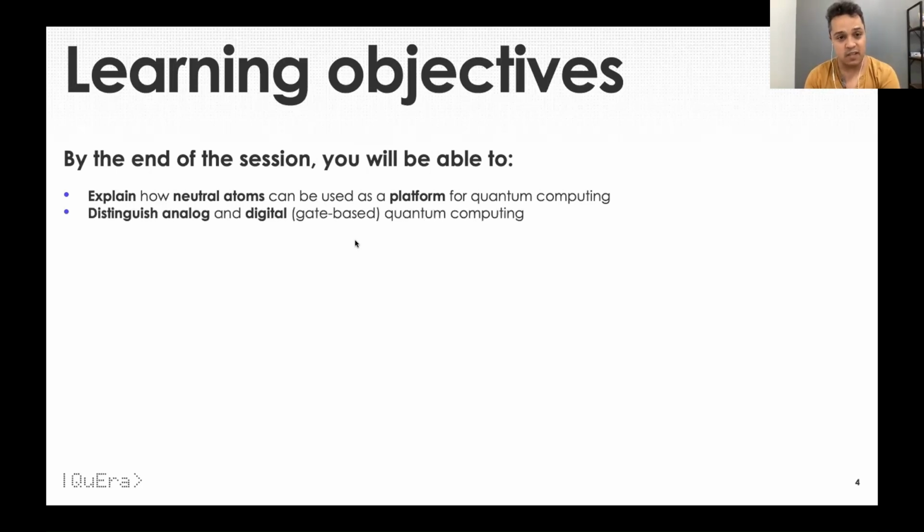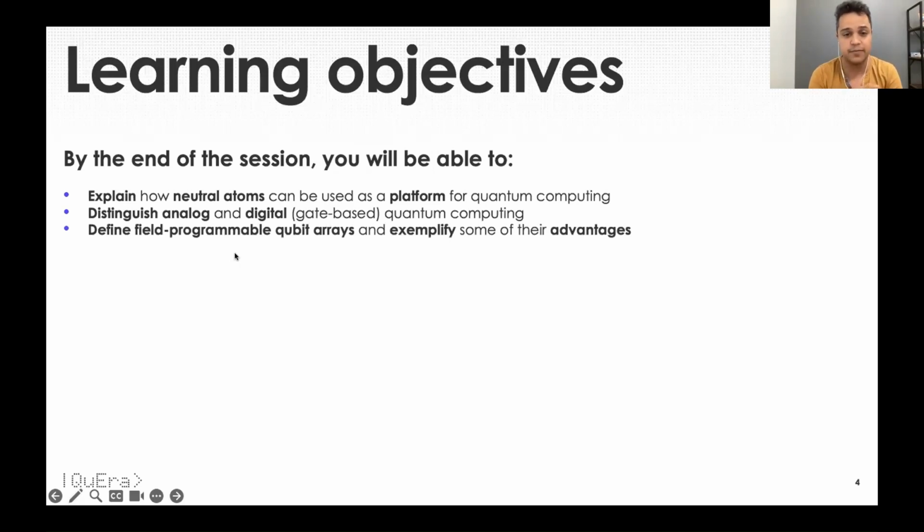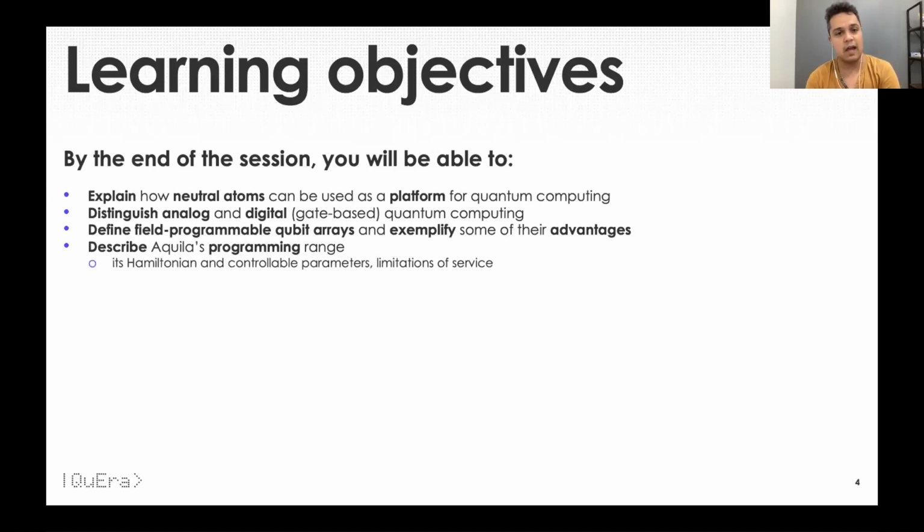We will be able to distinguish analog and digital, or what's called gate-based, quantum computing. It's something that is very important for this kind of platform. We will define what field programmable qubit arrays are and exemplify the advantages of using field programmable qubit arrays for doing calculations. And I want to get you prepped in case in the future you want to submit jobs to Aquila, again, our machine on AWS. So you'll learn what the programming range is, what the control parameters are, and what the limitations of service are for this machine. Four learning goals, and we will go through them step by step.